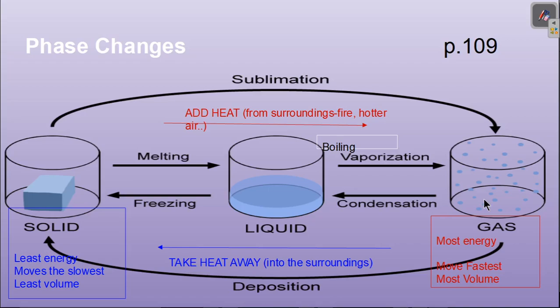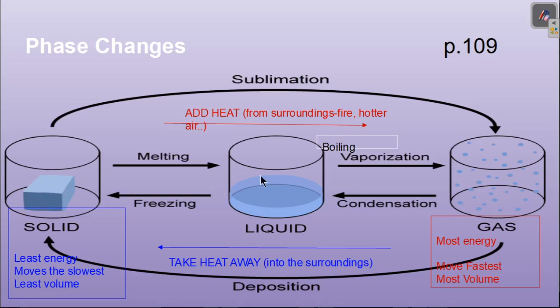So a gas molecule or atom is trying to get away from other gas atoms and molecules because they're moving so fast. They have so much energy. They're bouncing all over. And they'll expand. And that's volume. Which one has the least volume? Well, the solid. This one is in the middle. And they move the slowest. They just vibrate. And they have the least energy.